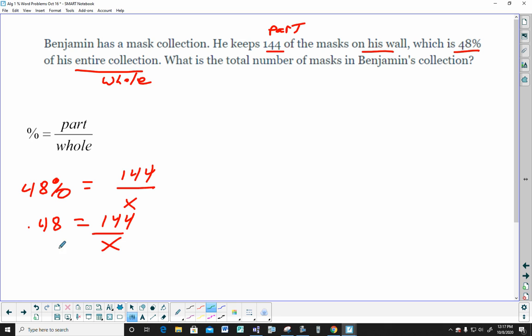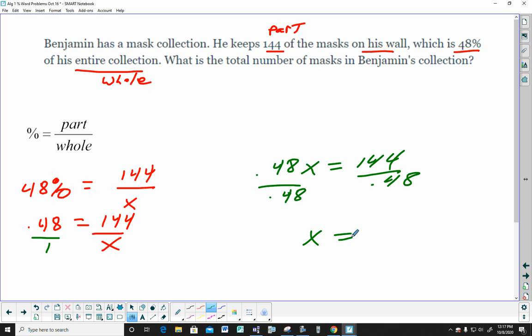Now, if I stick this over a 1, isn't that just a proportion? Cross multiply. 0.48x equals 144. Oh, I just have to divide by the 0.48. X equals 144 divided by 0.48. So don't do this in your head, folks. Let the paper do the work. Okay? Don't try and suss it out in your head and go, oh, I just have to do this. No. Set it up. It'll tell you what you need to do. It'll tell you you have to divide.